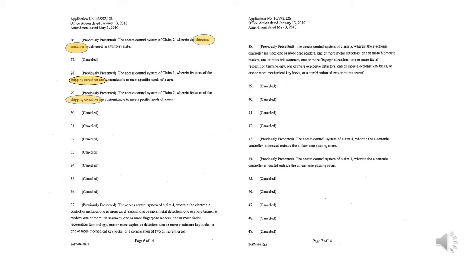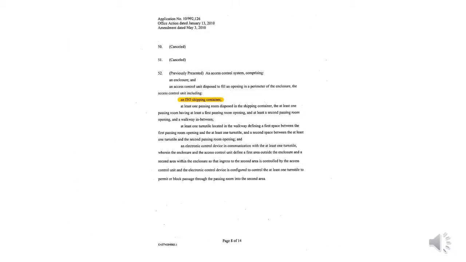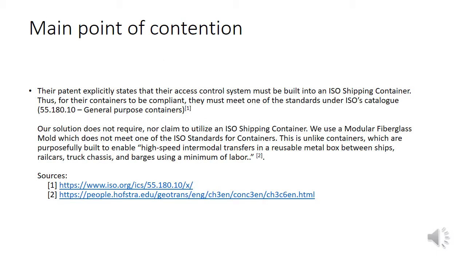Within that same claim, they reference Claim 1 and Claim 2, which state ISO shipping container. And here again in Claim 52, ISO shipping container. Their patent states that their access control system utilizes an ISO shipping container.